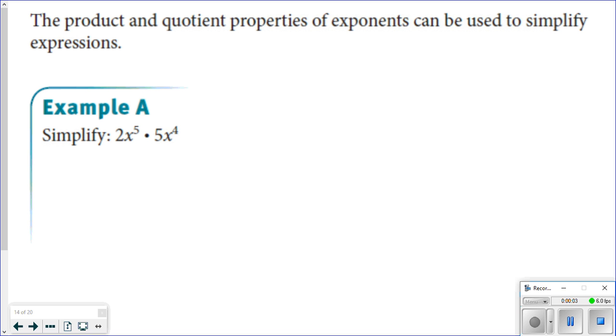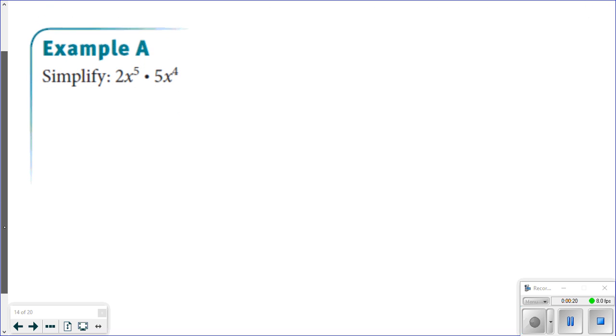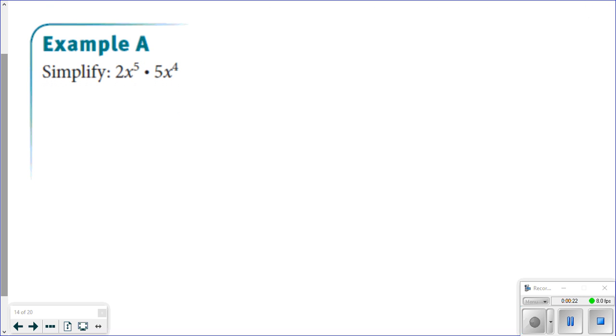Hey everyone, go ahead and open your books to the bottom of page 289. We're going to finish lesson 19.1. So at the bottom of the page, you should see example A. And I'm going to walk you through how I do this question.